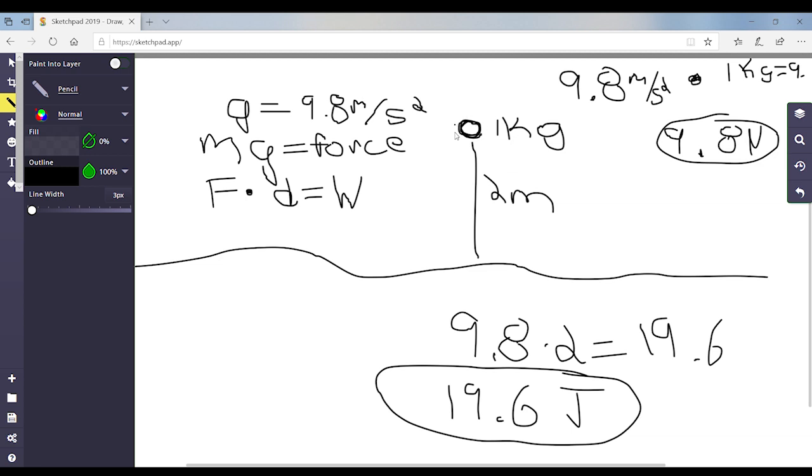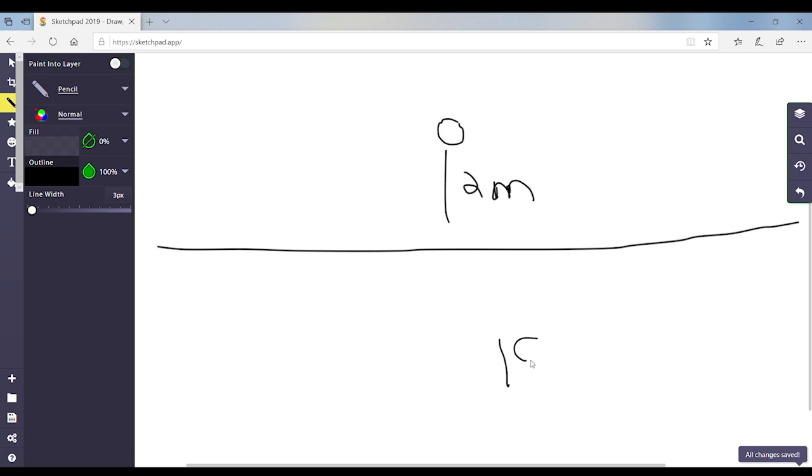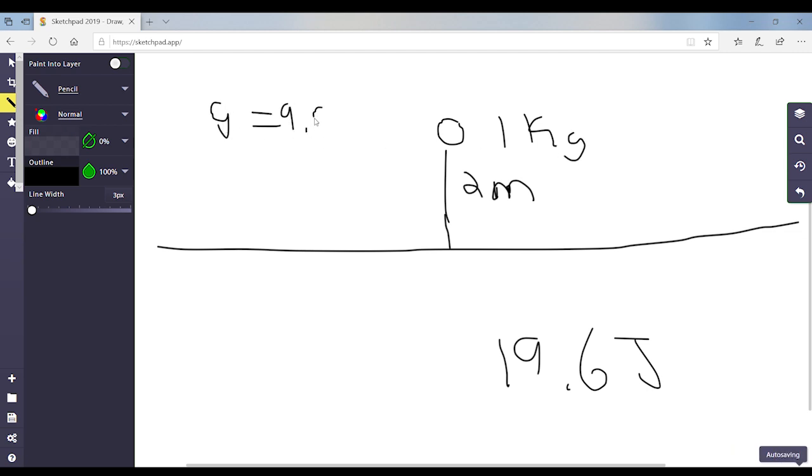Okay, so now for the second part of our question, we're going to talk about kinetic energy. Let's redraw the ball, and again, it's 2 meters above the ground, and it has 19.6 joules of potential energy. Let's say this 1 kilogram ball, all of a sudden it drops.